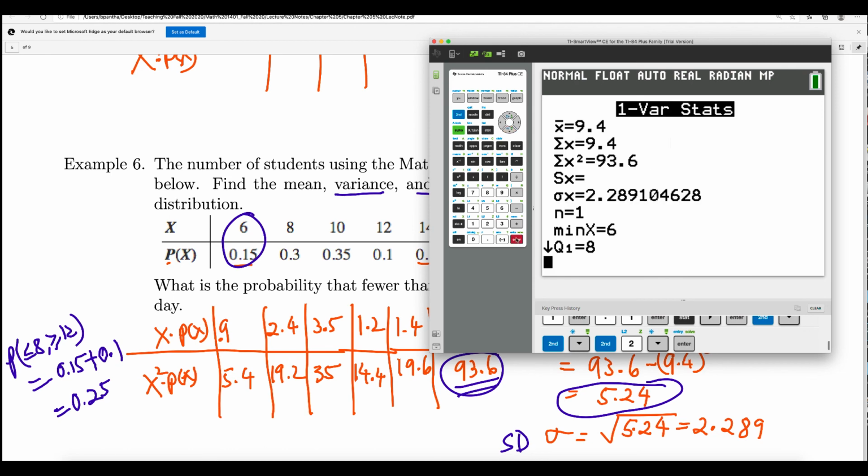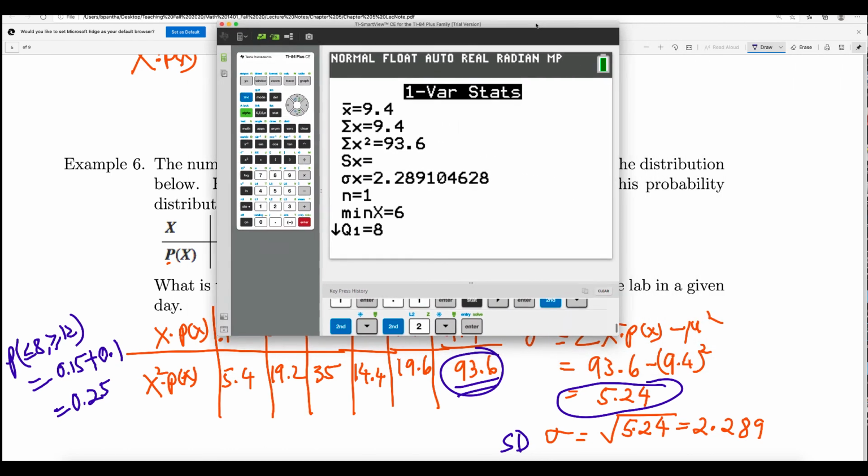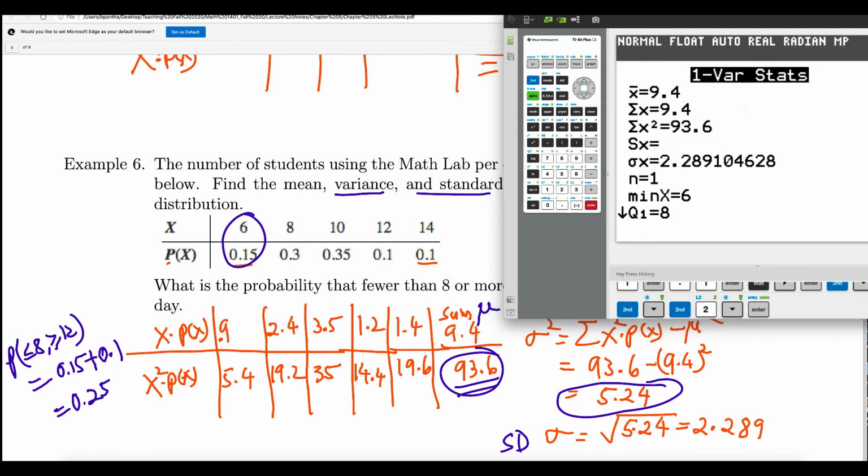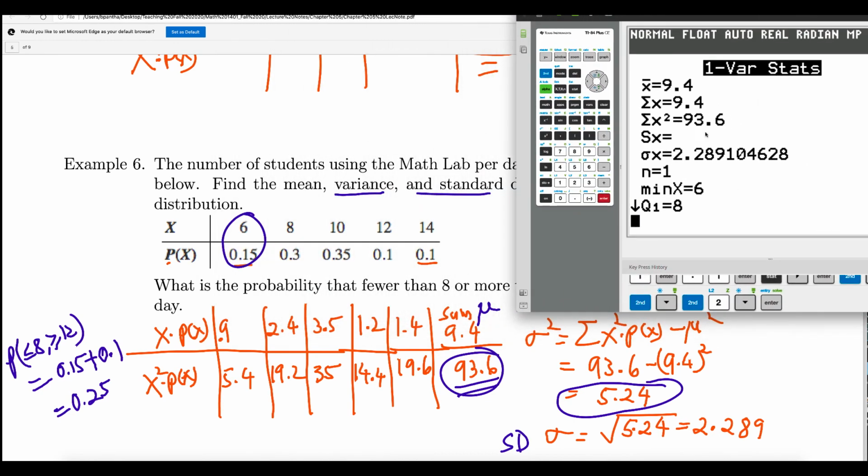That gives you x bar. What is our x bar value? x bar is the mean, so the mean is 9.4. And what is the summation of x squared? That is x squared times P(x), basically, in our case. That is 93.6. Then sigma x is 2.289. Sigma is the standard deviation, 2.289. And the sigma squared is 5.24. This is how you do it.